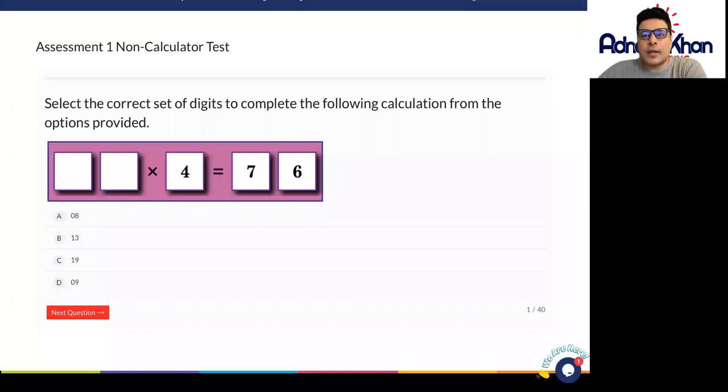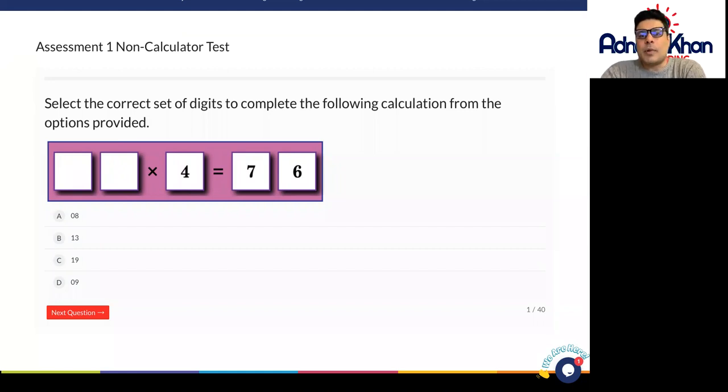This is a non-calculator test, so please do not use a calculator. You've got 40 mixed reasoning questions here, so please do try your best, and in our next class we'll follow it up in detail. But before we do that, let's have a look at the first question together.